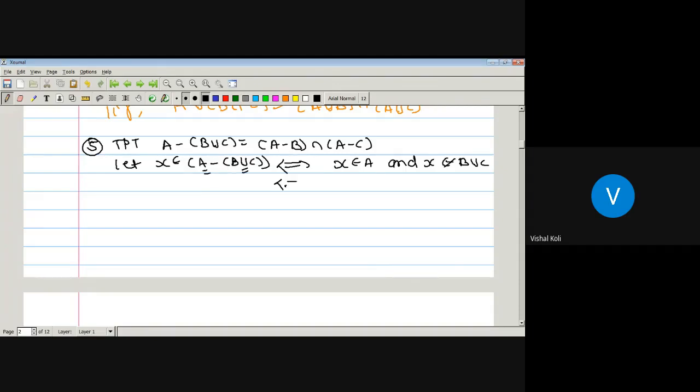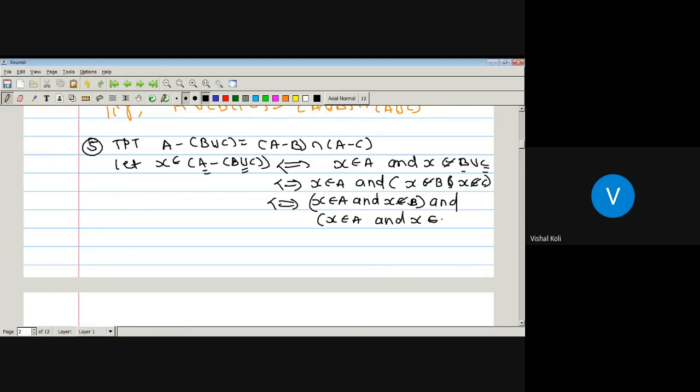Therefore, it is if and only if. Therefore, it can be written as X belonging to A, and as now here X does not belong to B union C, that is, X is not a member of B and C both, since B union C contains all those elements which are either members of B or C. But here X is not a member of B union C. It means X is not a member of B and it is not a member of C. Therefore, X does not belong to B and X does not belong to C. Therefore, this can be written as X belonging to A and X not belonging to B, and X belonging to A and X not belonging to C.